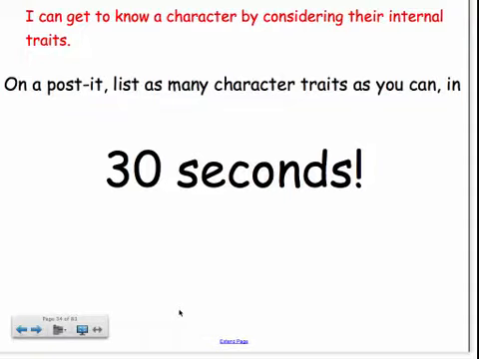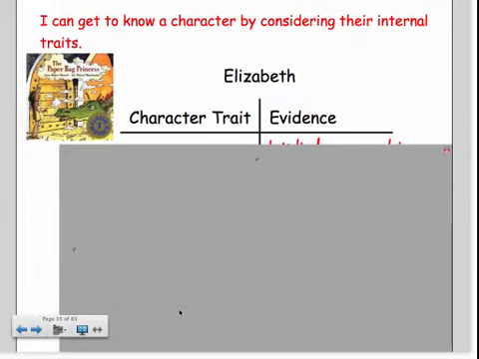Put them down now. Okay, so that was just to kind of get your brain started thinking about character traits because that's what we're going to focus on today. We're going to look at character traits and then also look for evidence or proof of those character traits. So in your notebook right now, you can create a T-chart. We've been making a lot of them this unit, and you'll only need about a half of a page.